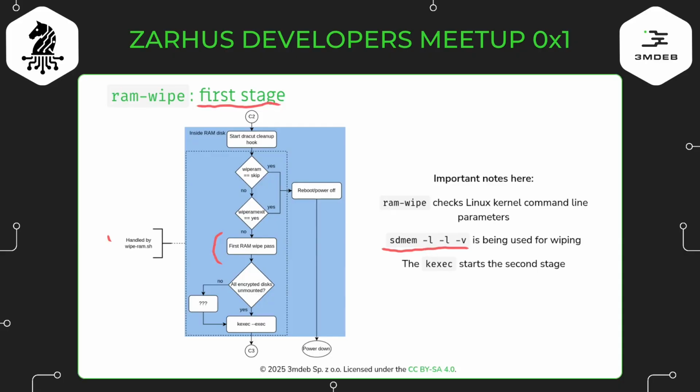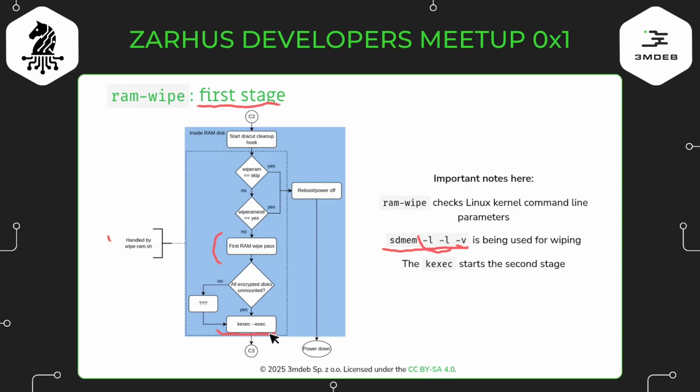These two arguments are for one step that fills RAM with zeros, and the final argument is for verbose output. Then it checks. Then it prepares kexec.